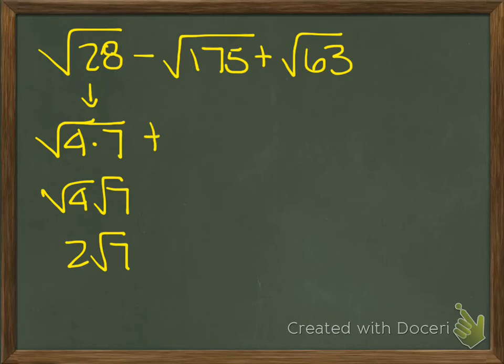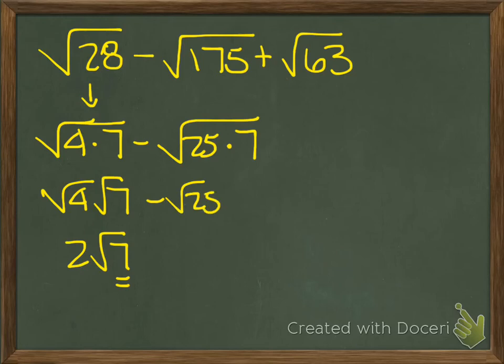So that's going to help me to break down my square root of 175. Because I know it's going to be something times 7, because I want to end up with a 7. Well, 25 times 7 makes 175. That means I can do the square root of 25 and the square root of 7, and 5 square root of 7.